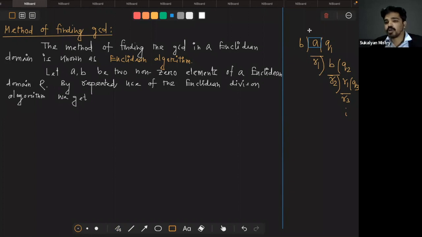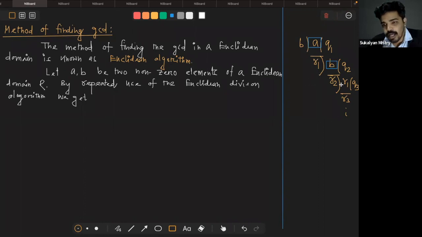যদি R1 টা 0 হয়ে যায় তাহলে B টাই হচ্ছে GCD, আর যদি R1 0 না হয় তাহলে আমি কি করব, R1 দিয়ে B কে ডিভাইড করব. Suppose Q2 is the quotient and R2 is the remainder. In that case B is equal to কি হবে, R1 Q2 plus R2. যদি R2 0 হয়ে যায় তাহলে R1 টাই হবে তোমার GCD of A and B.